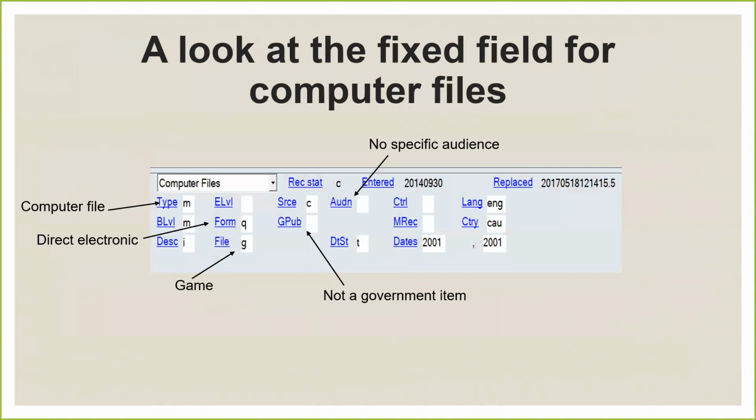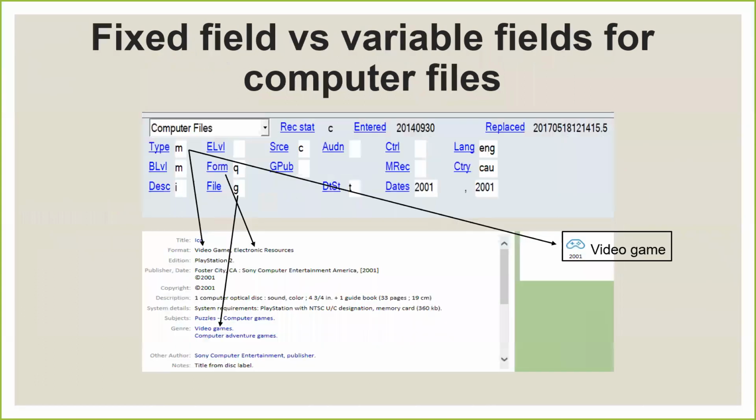This example of the fixed field elements for computer files, demonstrated by code M in type of record, is for an electronic game as coded in the form of item and the type of computer file. Shown in this slide, we see that type of record displays in the online catalog as video game. This icon is a combination of type of record coded for computer file and file coded for game. If, for example, the file was coded for I as interactive multimedia, the icon would display as electronic resource.